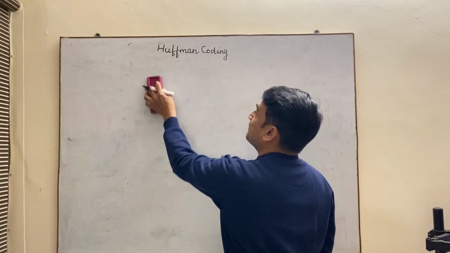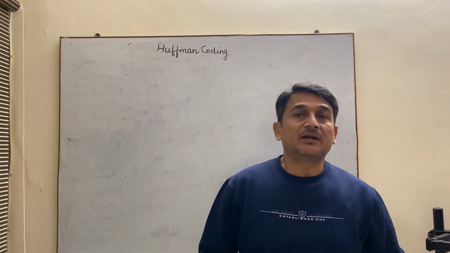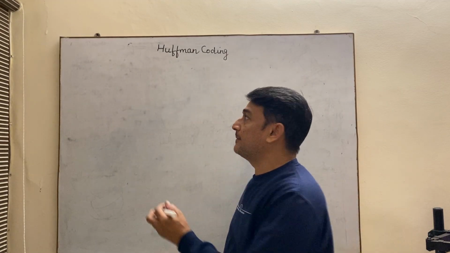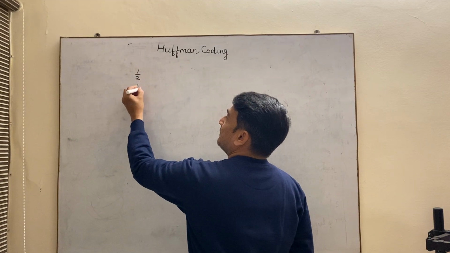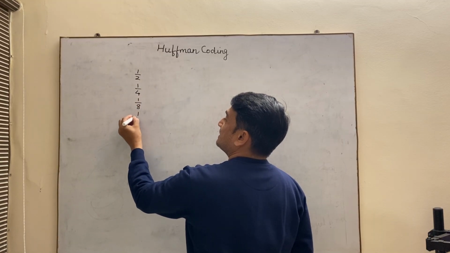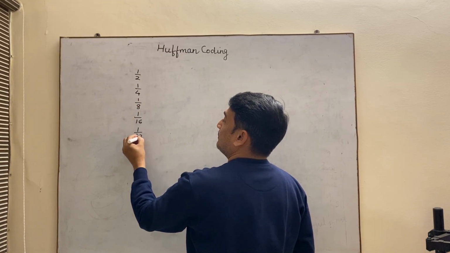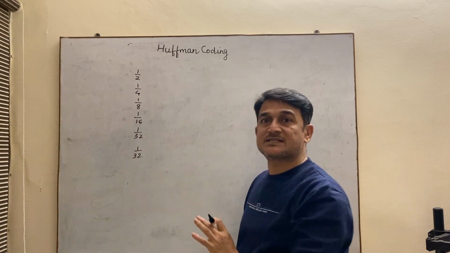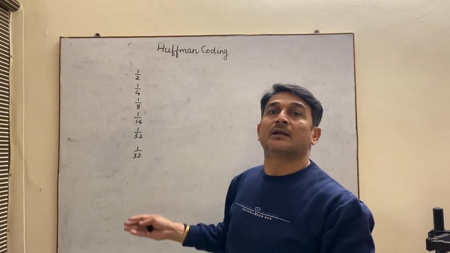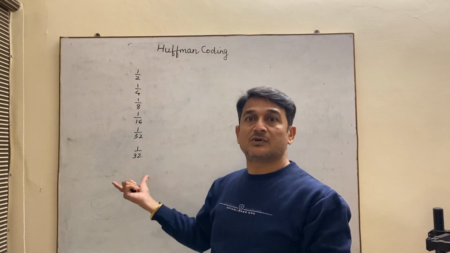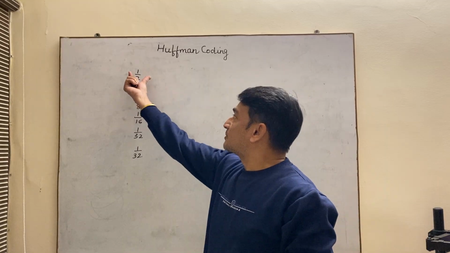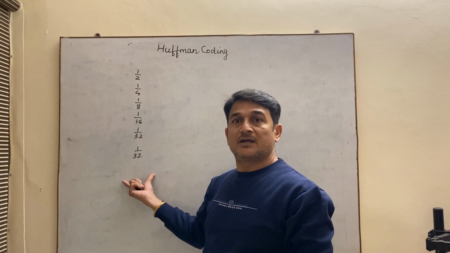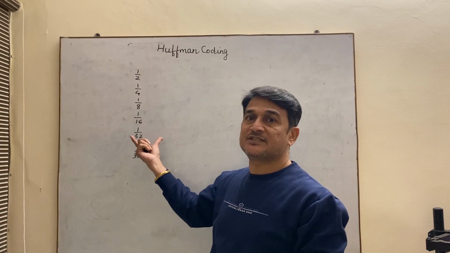Now let us take an example to understand the concept of Huffman coding. Let us assume that a source is transmitting 6 messages having the probabilities 1 by 2, 1 by 4, 1 by 8, 1 by 16, 1 by 32 and 1 by 32. These are 1, 2, 3, 4, 5 and 6 messages of different probabilities. Now how this process works, let us understand. So these messages or these probabilities are already in decreasing order, so need not arrange these values in decreasing order.